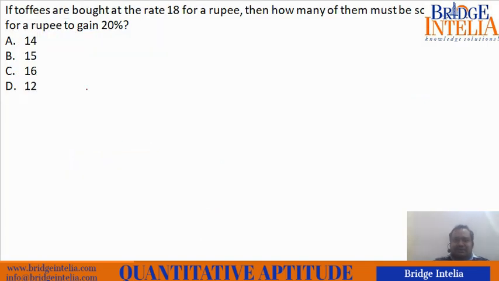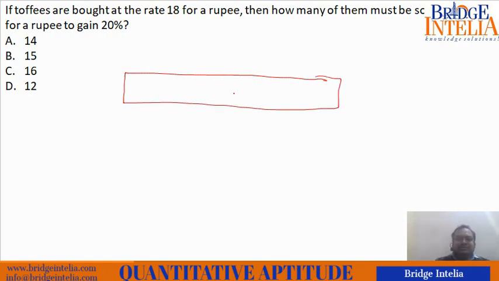Let's see the next one. If toffees are bought at a rate of 18 for a rupee, then how many of them must be sold for a rupee to gain 20%? Again the same case. So you have already bought 18 chocolates. So you have 18 chocolates with you. You want to gain 20%. So that means you will keep this much with you, and you will sell this much part.